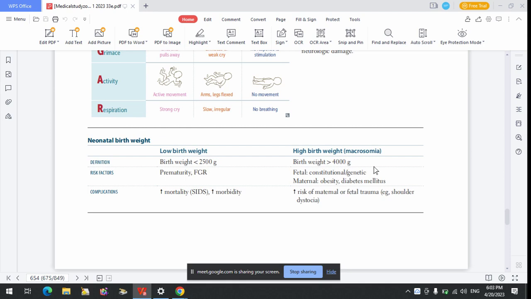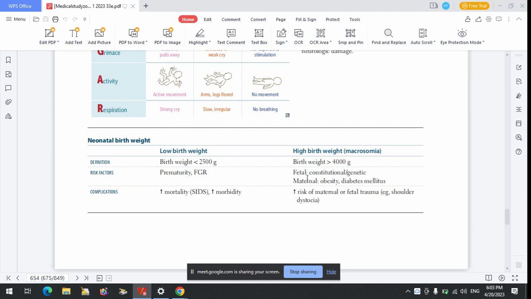So what are the causes of low birth weight? There are so many causes. Prematurity is there. Anything that can cause fetal growth restriction is there. Maybe uteroplacental insufficiency, maybe thyroid problems, maybe sickle cell in pregnancy, infection, TORCHES infection and chromosome abnormalities. They can cause low birth weight.